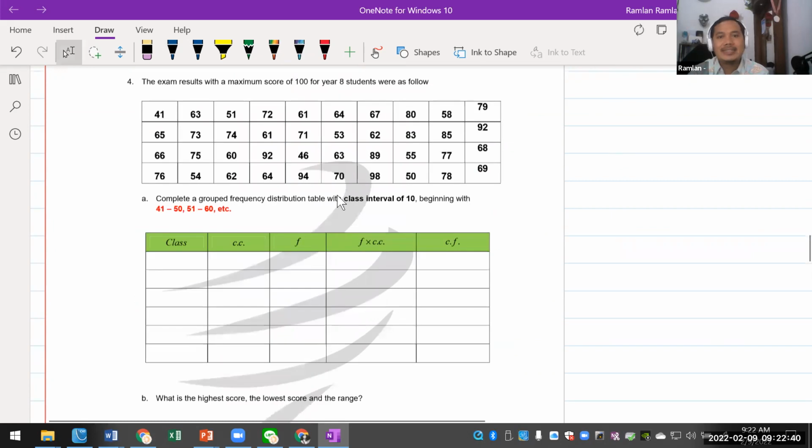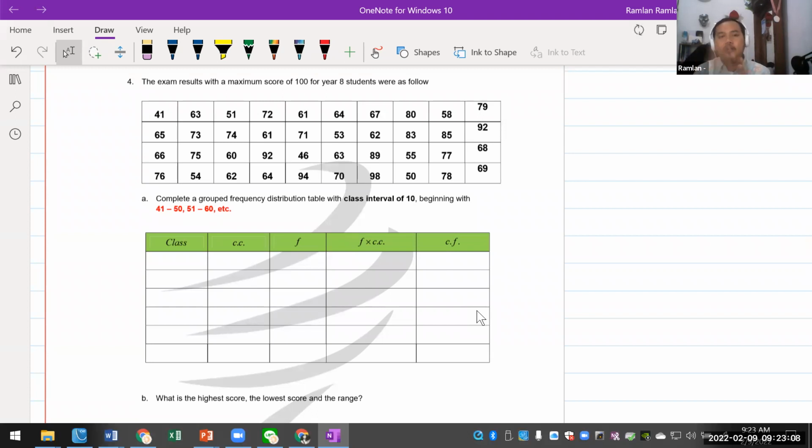Okay, so this is a little bit different, but basically it has the same exact concept. Previously we have learned about grouping the data, right? Because the range is very, very big. For example, we have a range from 0 until 1,000. You can just write down 0, 1, 2, 3, 4, 5, 6 until 1,000. It will take a lot of time and a very long table, right? Instead of that, we're going to make it into groups.